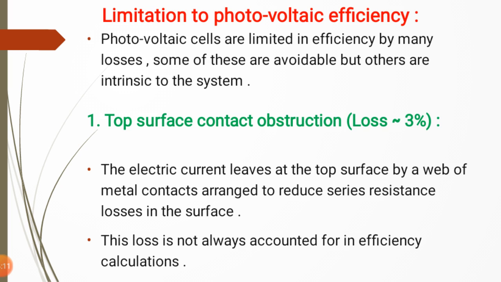This loss is not always accounted for in an efficiency calculation. That means there is an efficiency calculation for the solar cell, there is a derivation for the efficiency. From that we consider different parameters which affect the solar cell, and we introduce all those parameters in the solar cell efficiency, and we get the equation for the solar cell efficiency. But the loss due to top surface contact obstruction is negligible. That means this loss is not always taken into account for the solar cell efficiency calculation. So this is the first factor which affects the photovoltaic efficiency.